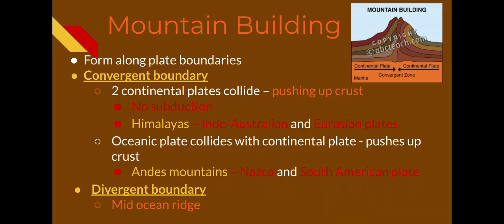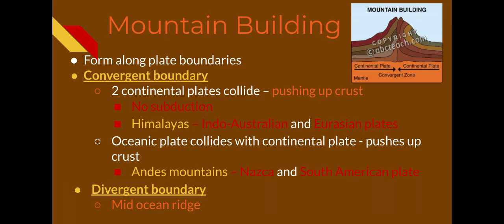So, mountain building. Mountain building is going to form along plate boundaries. At a convergent boundary, you're going to have 2 continental plates that collide, which is going to cause the crust to be pushed upward. There's no subduction in this case. An example of a mountain formation at a convergent boundary is the Himalayas. The Himalayas are formed where the Indo-Australian plate is crashing into the Eurasian plate.